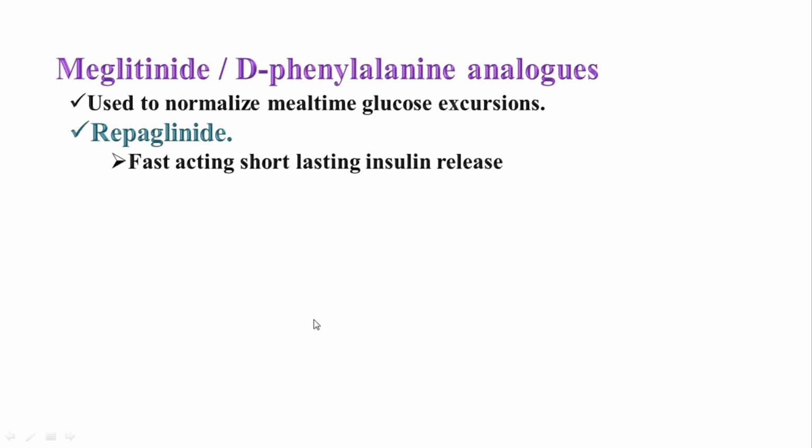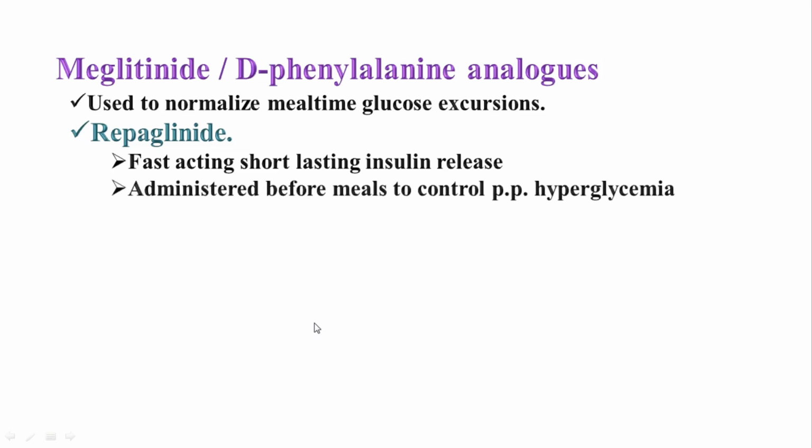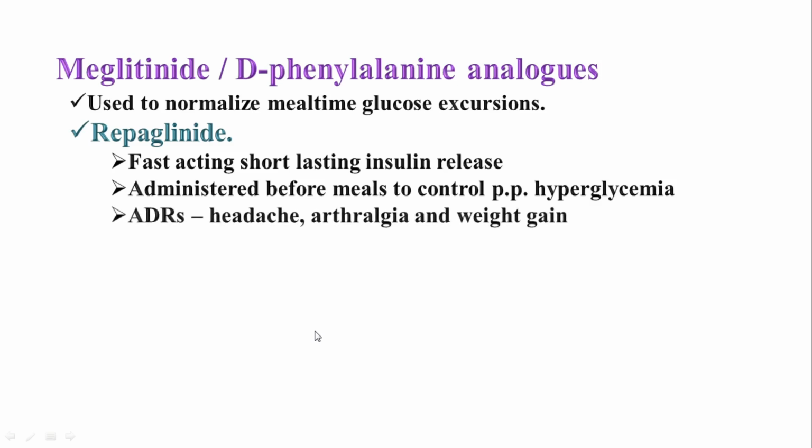Both these repaglinide and nateglinide would cause insulin release. So fast acting, short lasting insulin release will be done. Ideally given before a meal to control postprandial, PP is postprandial or post lunch hyperglycemia. These drugs are good enough. Okay, if the meal is not taken, you skip the dose, right? And because it's a short acting drug, the chances of hypoglycemia also are less. Unfortunately, some side effects do happen, including headaches and joint pains and weight gain. And try avoiding repaglinide in liver disease.